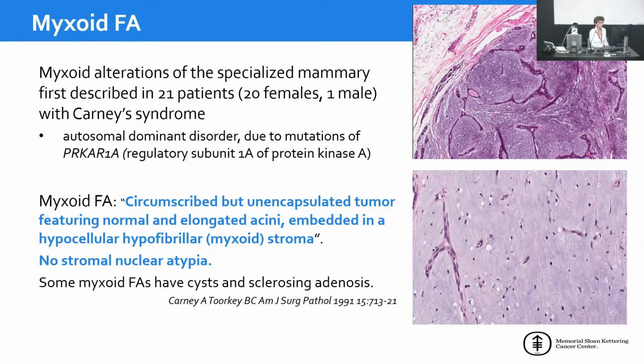know, is an autosomal dominant disorder due to inherited mutations of the gene that encodes the regulatory subunit 1A of protein kinase A. Myxoid fibroadenoma, they described it as a circumscribed but unencapsulated tumor that had normal and elongated acini embedded in a hypocellular, hypofibrillar, myxoid-looking stroma. And there was no stromal nuclear atypia. And they also mentioned in their paper that some myxoid fibroadenoma had cysts and sclerosing adenosis, so more complex features.